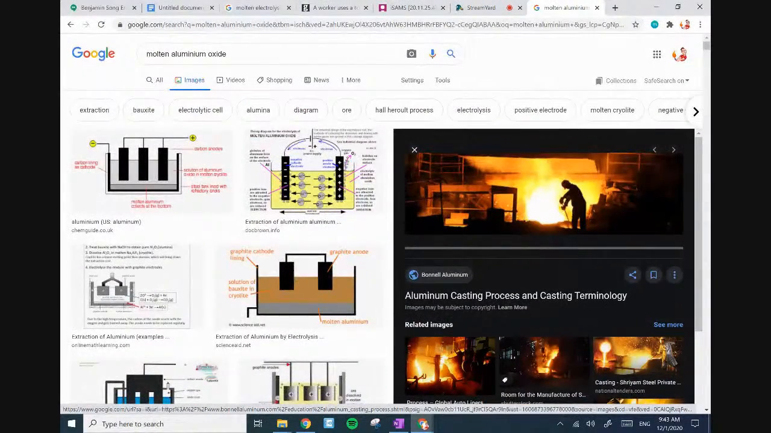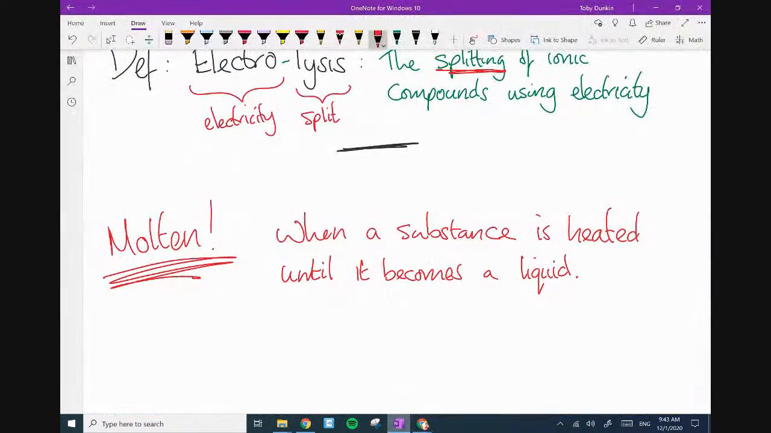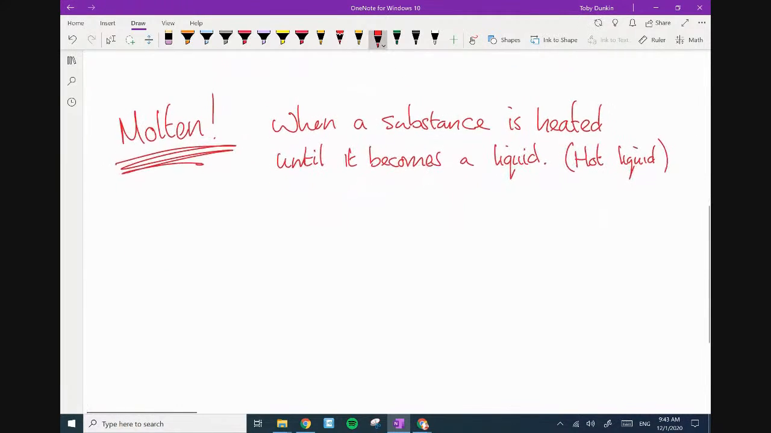But the word molten has very specific connotations. A hot liquid. I'll put over here in brackets, hot liquid. And by the way, very hot. I'm tempted to give you a temperature, you're talking in the thousands at times. So why is this so special?